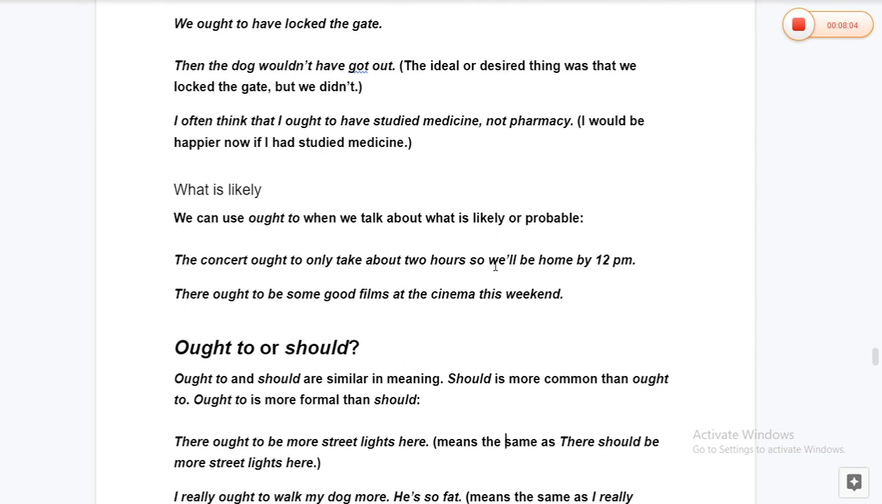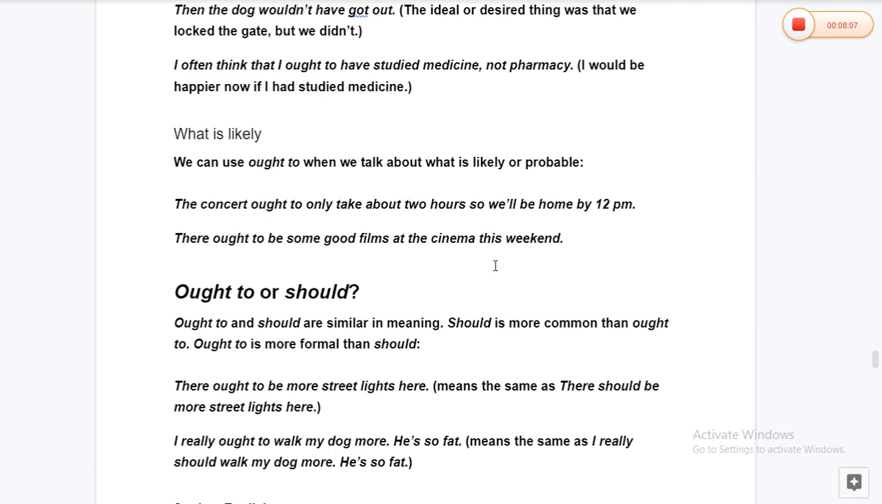What is likely? Something that is possible to happen, but based on some kind of assumption or some kind of facts or data. We can use ought to when we talk about what is likely or probable. The concert ought to only take about 2 hours, so we'll be home by 12 p.m. So you have been given the information that the concert is finishing in 2 hours, hence they can reach home by 12 p.m. There ought to be some good films at the cinema this weekend.